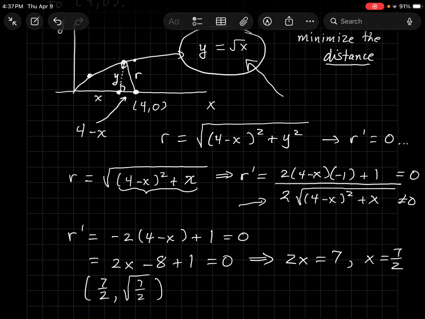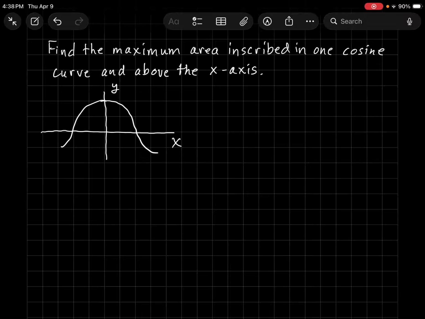Let's take a look at one more. In this problem, we want to find the maximum area inscribed in one cosine curve and above the x-axis. How should we start? If you said draw a picture, I would totally agree with you. So I'm going to draw a picture of one cosine curve. You can choose any one. They're all symmetric. So I will choose the simplest one, that is the one that is centered near the origin.